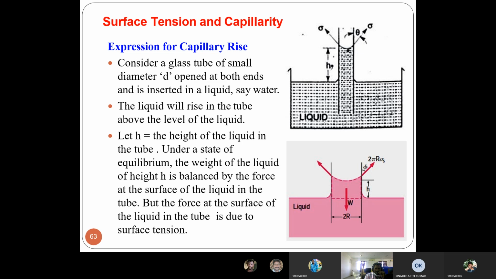What is the horizontal component? Sigma cos 90 minus theta. So we will get sigma sin theta as the horizontal component. And what is the vertical component? Sigma into sine 90 minus theta. Sine 90 minus theta is nothing but cos theta. So the vertical component of this force sigma is equal to sigma cos theta. In this way, we will get it.